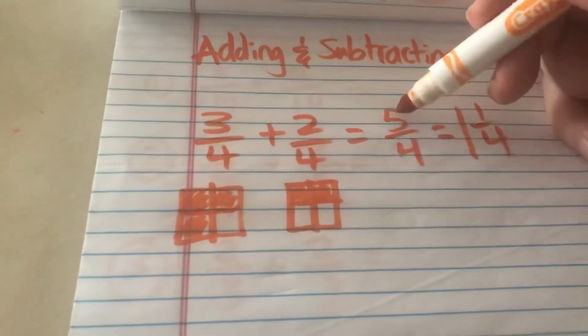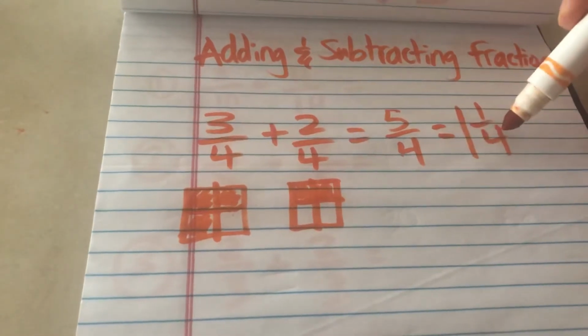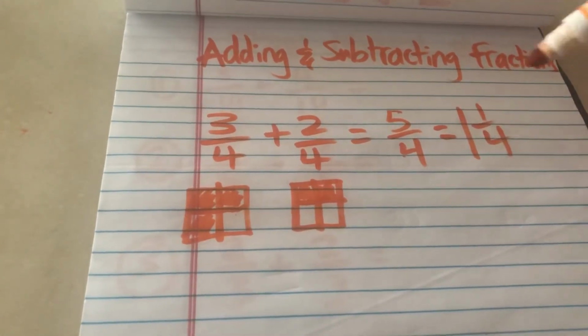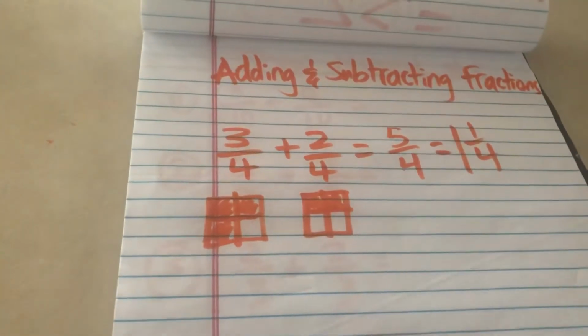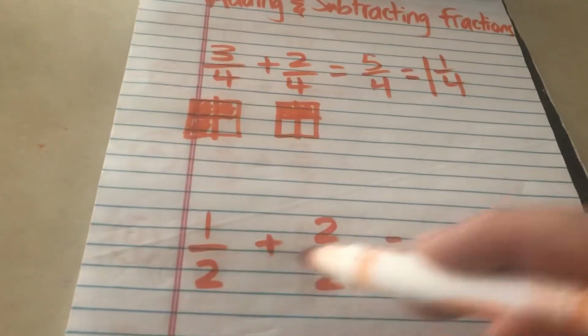So 5/4 is this written as a fraction greater than 1. 1 and 1/4 is this written as a mixed number. And I encourage you to try to write things as mixed numbers. Next up, 1/2 plus 2/2.